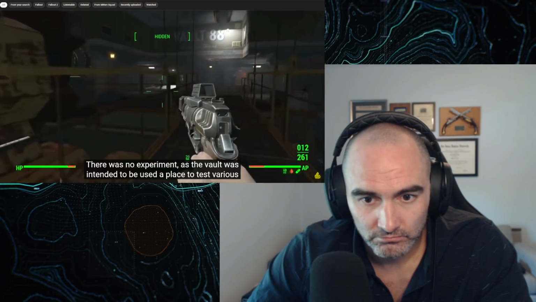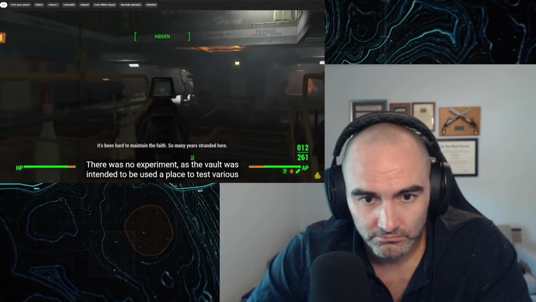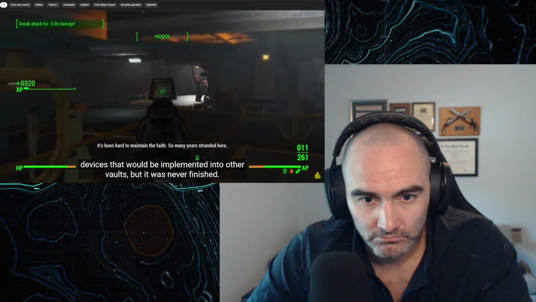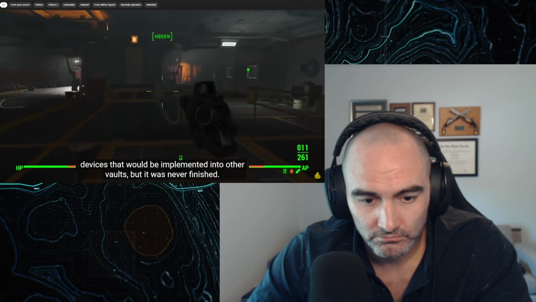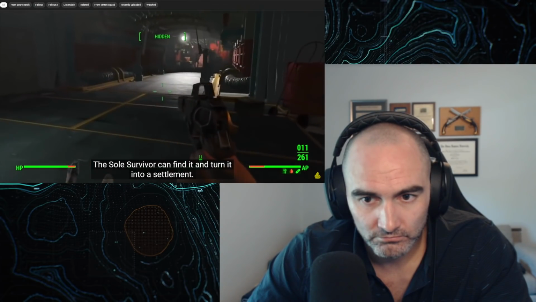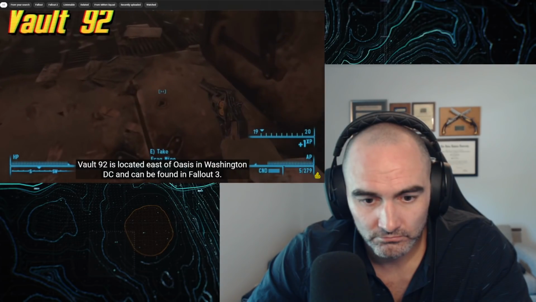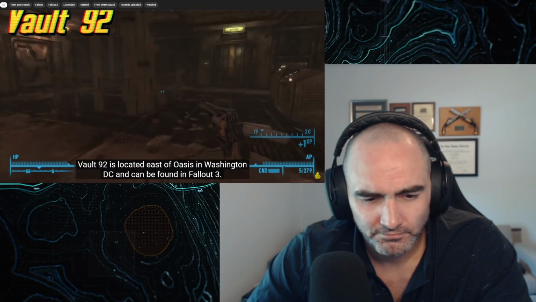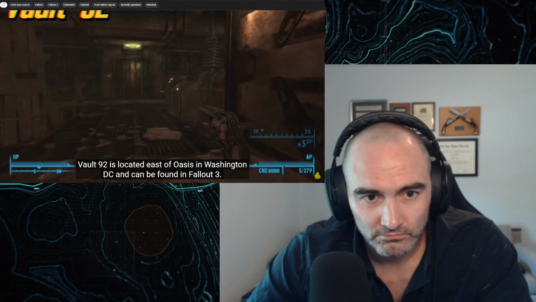There was no experiment, as the vault was intended to be used as a place to test various devices that would be implemented into other vaults, but it was never finished. The sole survivor can find it and turn it into a settlement in Fallout 4. Vault 92 is located east of Oasis in Washington, D.C., and can be found in Fallout 3.